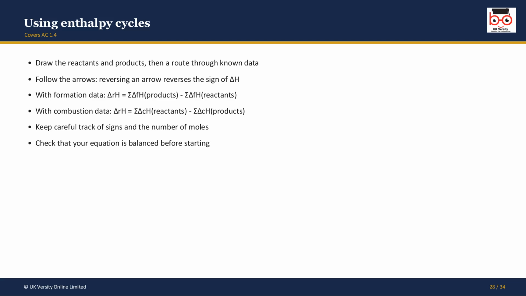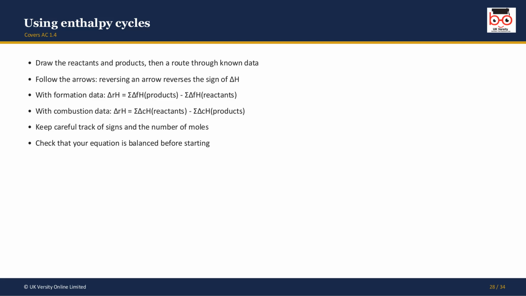To use a cycle in practice, you draw the reactants and products and then find a path through data you already know. Follow the arrows carefully and remember that reversing an arrow reverses the sign of delta H. With formation data, the reaction enthalpy is the sum for the products minus the sum for the reactants. With combustion data, it's the other way round, reactants minus products. Keep a close eye on your signs and the number of moles, and always check the equation is balanced before you start.